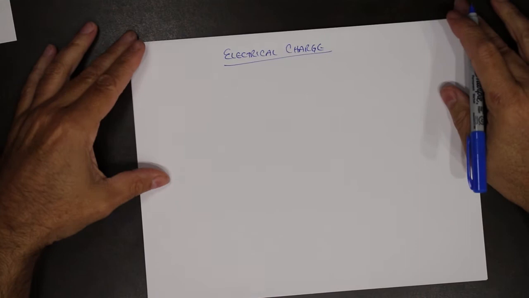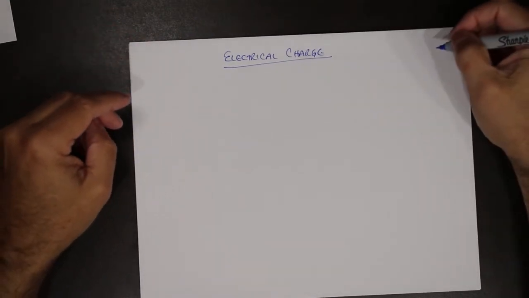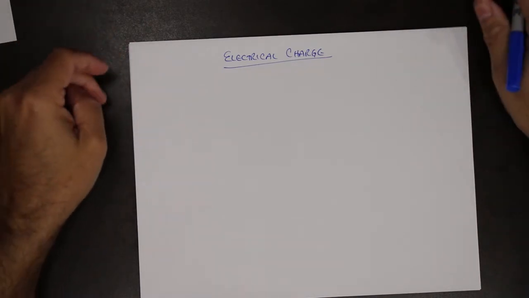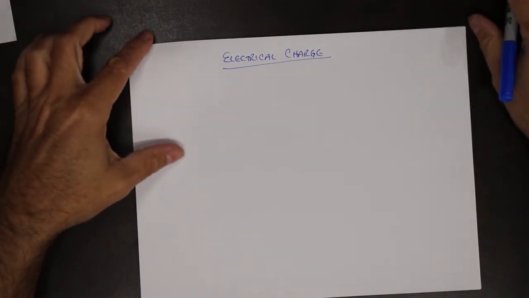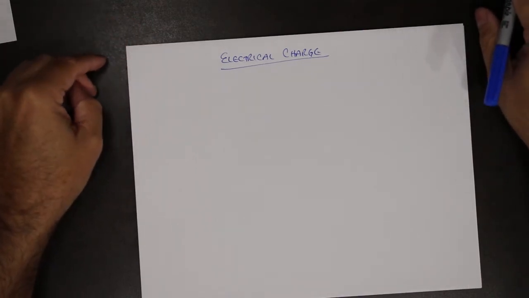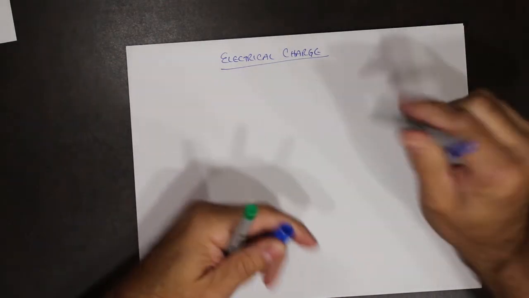So we know so far that electricity is made up of movement of electrons. Now, electrons themselves are very, very small. By themselves, they are very insignificant. So I'm going to give you an example.